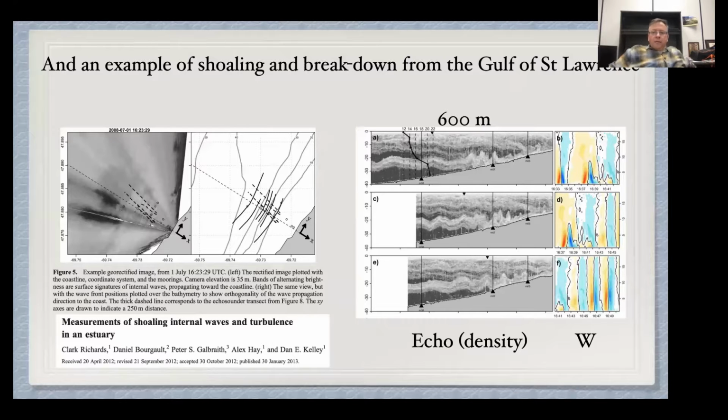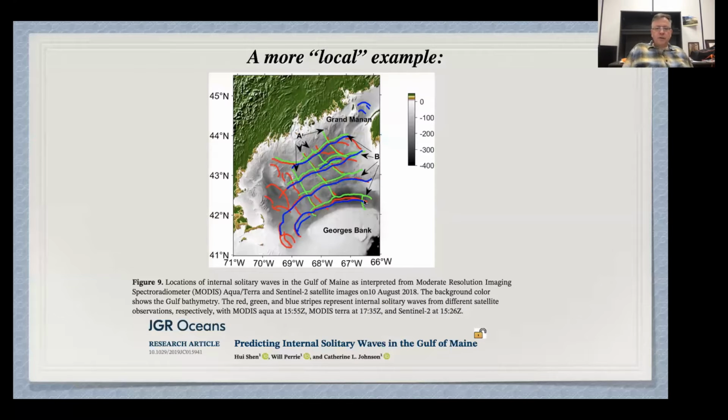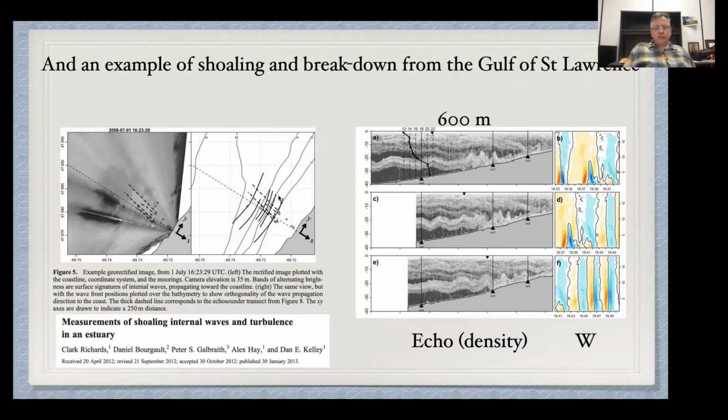Here's an example of shoaling from the Gulf of St. Lawrence. This is Daniel Bourgault's work, and basically, again, if you focus on this picture and in the middle over here, right, these waves, when they get to the shallows, they do propagate almost normal to the shore. So even though you do get situations where there's a lot of complexity, sometimes, and of course, WKB theory kind of gives you a sense of why this happens. It's a fairly standard example in wave courses to do it for surface waves, but you are kind of propagating in a way that the wave crest is parallel to the shore.